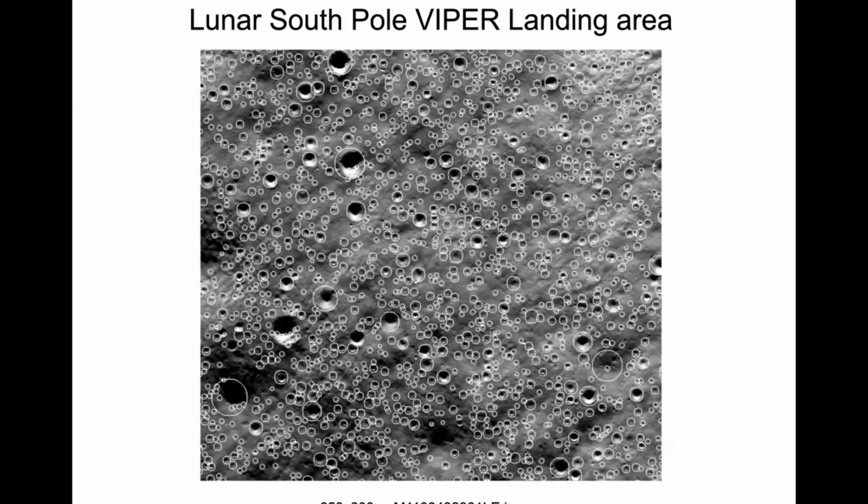Here I have a slide, an image that shows the crater detection for just one area that is roughly 600 by 600 meters for the South polar region of the moon. You can see it's automatically generated, so it has some craters that are missed.